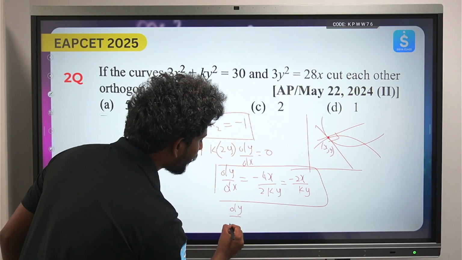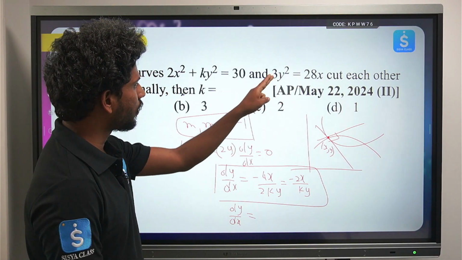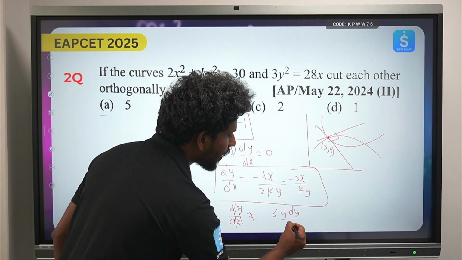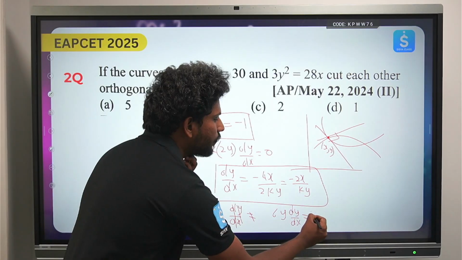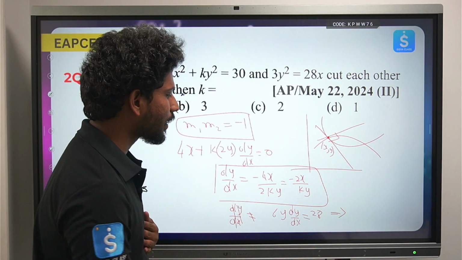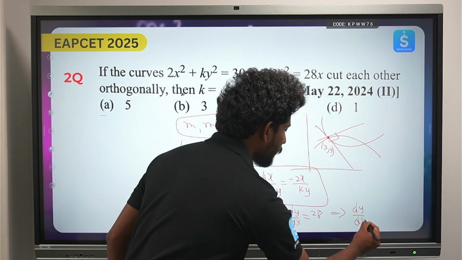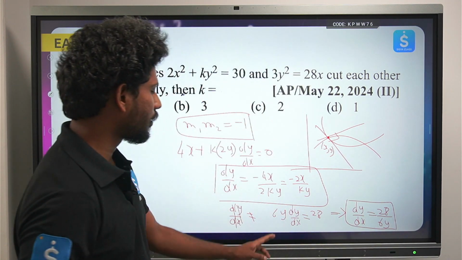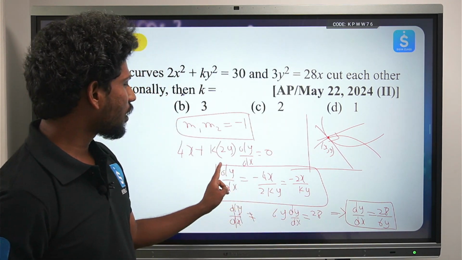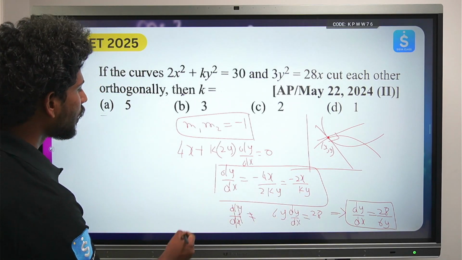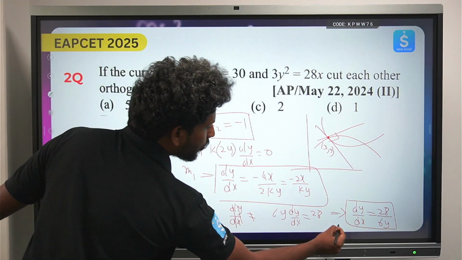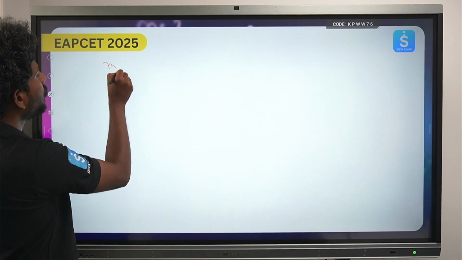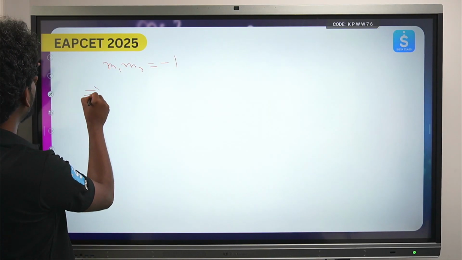For the second equation you have dy by dx, if you try to differentiate this, so this 3y square is 6y into dy by dx is equals to 28. Okay, so from this you can just write it as dy by dx equals to 28 by 6y. We have dy by dx is equals to 28 by 6y. So m1 into m2 is equals to minus 1. So this is m1. This is m2, okay. So m1 into m2 is equals to minus 1. So from here what can I write?